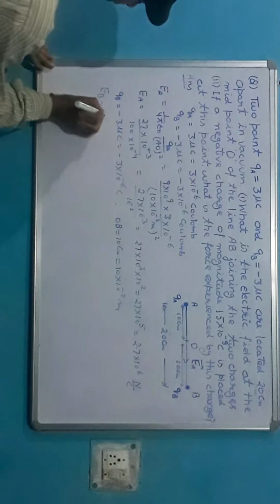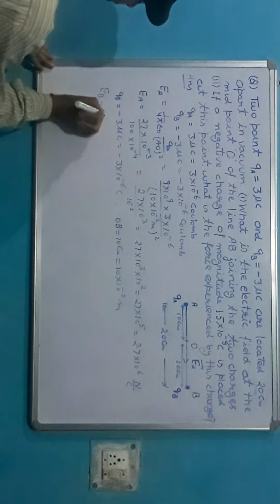So that should be equal to, in terms of magnitude of intensity of electric field, EA plus EB. EA, that is 2.7 into 10 to the power 6, plus 2.7 into 10 to the power 6. When we add them up, we will get 5.4 into 10 to the power 6 Newton per coulomb. And the direction will be along OB. That will be the net direction of the electric field.